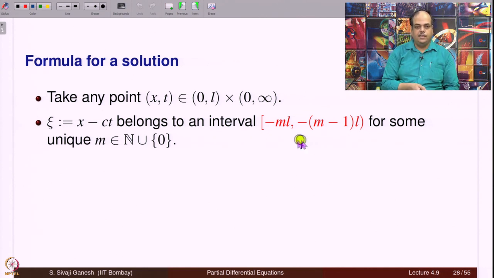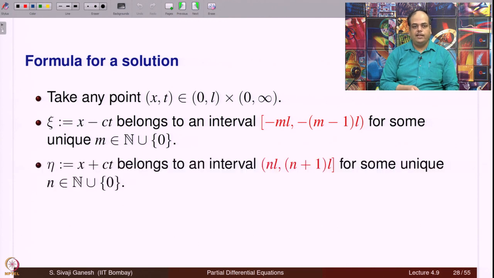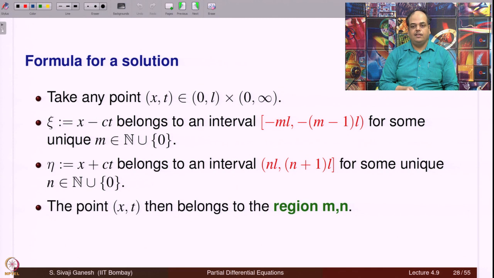So, x minus ct will belong to an interval of this type. In fact, m is unique in N union 0, in the interval from minus mL to minus (m minus 1) times L. Similarly, eta equal to x plus ct belongs to an interval of this type for some unique n. So, this is actually determining the region Mn. We have marked the regions 1, 1 and 1, 2 in that picture. So, a general region Mn is characterized by this.